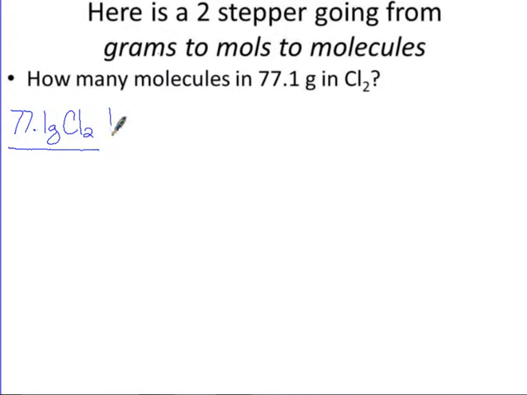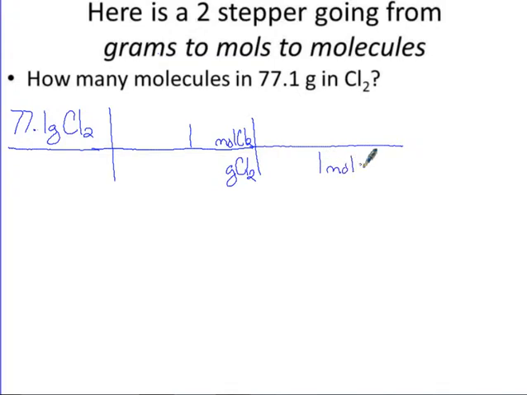I can do this multiple ways. I can set up my tracks right now. And I know if I have grams on the top, I'm going to put grams on the bottom. Don't forget your units. I use my middleman, mole. I always know that mole. I just got to fill in this value here. And then I know I can go from moles to molecules because 1 mole Cl2 is equal to 6.022 times 10 to the 23rd molecules.